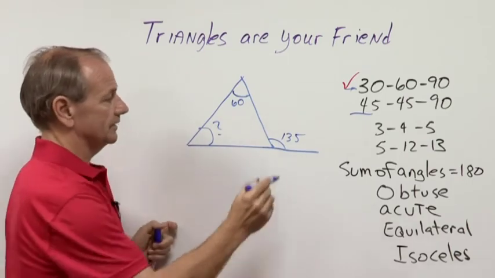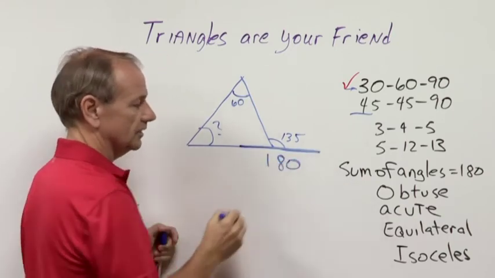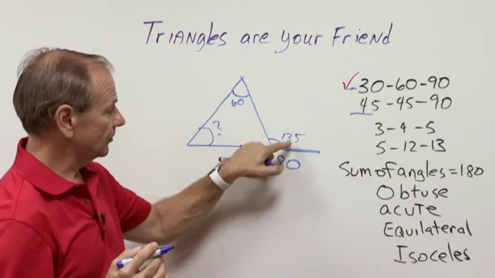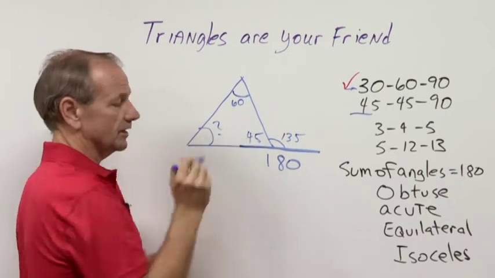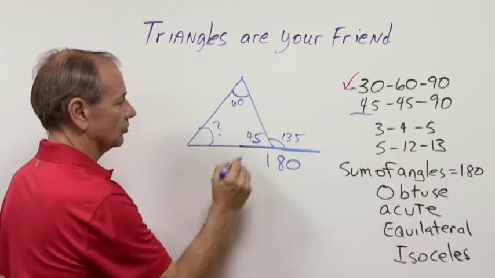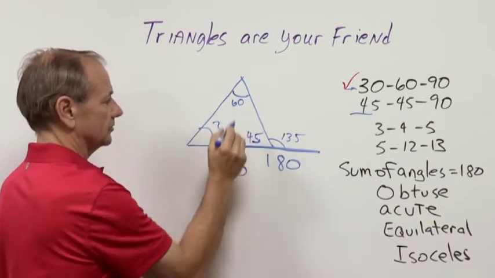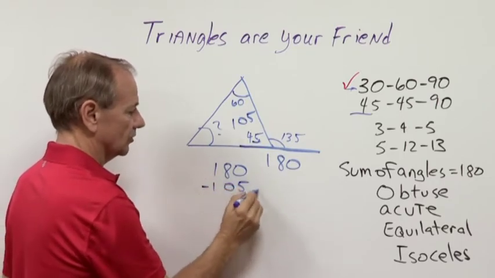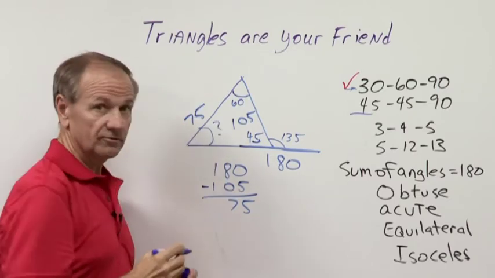Well, here's what they're wanting you to do. Wanting you to recognize if this is 135, remember this is a straight line, it has 180 degrees. So I have to say, what can I add to 135 to get 180? And it's 45. So this angle is 45, this is 60. I know that the total degrees in my triangle is equal to 180. I add those two together and get 105. So I can subtract 105 and get 75 is what this angle would have been.